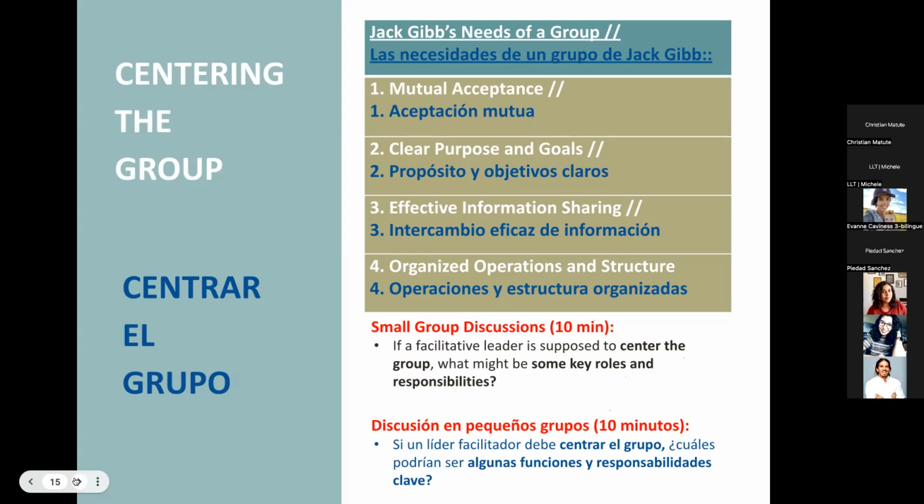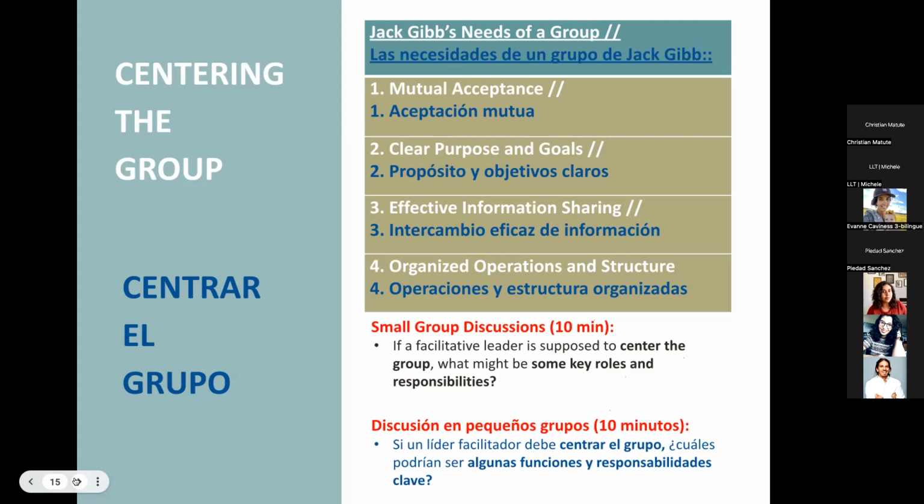Karen's asking, what do I mean by center the group? It's basically, as a facilitative leader, you make the operations and the purpose of the group about what the group needs, as opposed to whatever you as the leader feel like needs to happen. It's not about you, the leader, it's about the group, right? So making it about the group.